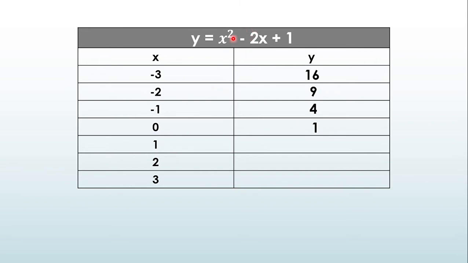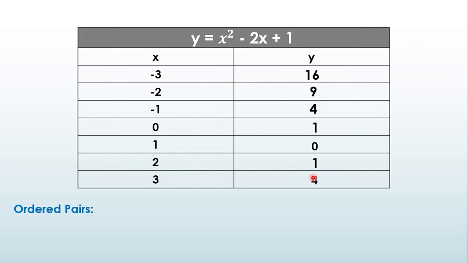When x is positive 1, the square of positive 1 is 1, minus 2 times 1, that is 2. So 1 minus 2 is negative 1, plus 1 gives 0. So when x is 1, y is 0. If x is positive 2, the square of 2 is 4, minus 2 times 2, that is 4. So 4 minus 4 is 0, plus 1 gives 1. So when x is 2, y is positive 1. If x is positive 3, the square of 3 is 9, minus 2 times 3, that is 6. So 9 minus 6 is 3, plus 1 gives 4. So when x is positive 3, y is 4.